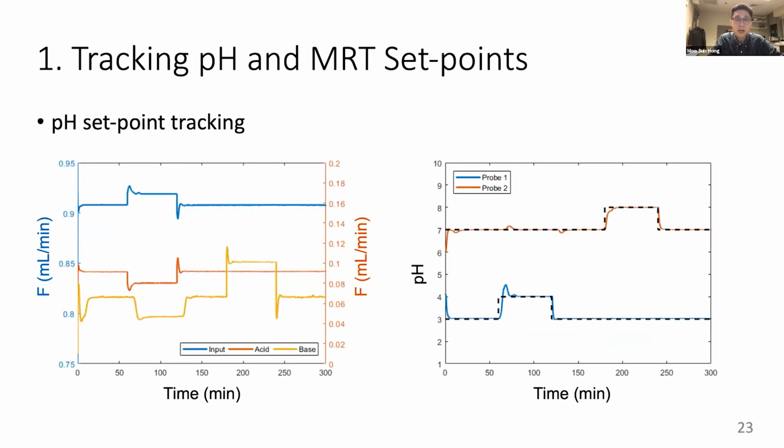So the plots on this slide show experimental results for tracking pH set points. The plot on the left shows flow rates determined by the pH controller, and the plot on the right shows the pH measurements with set points shown as black dashed lines.